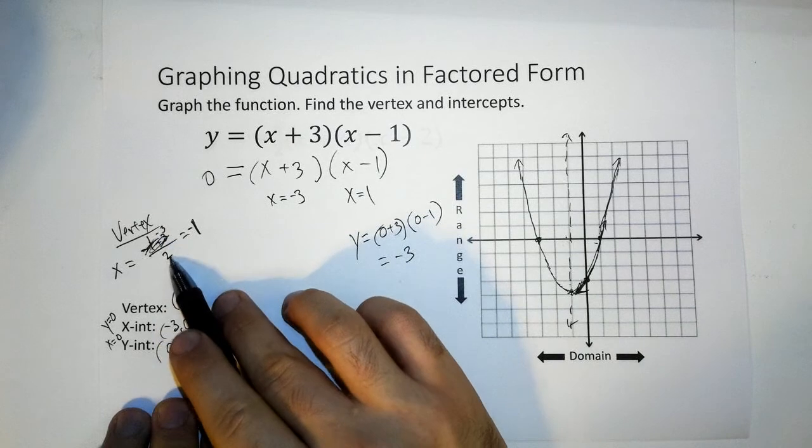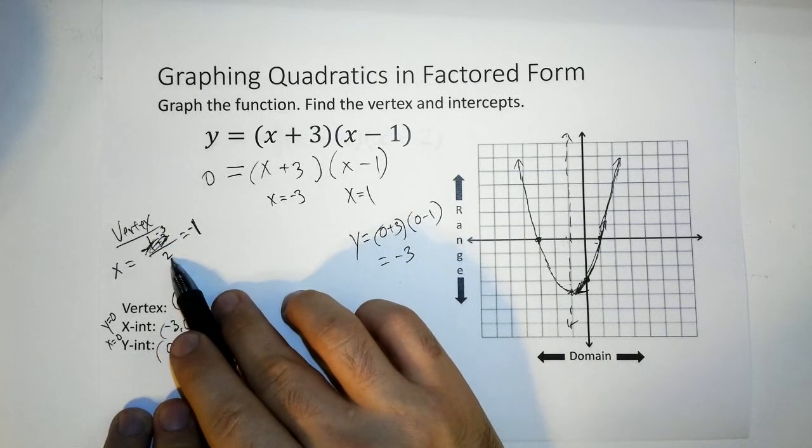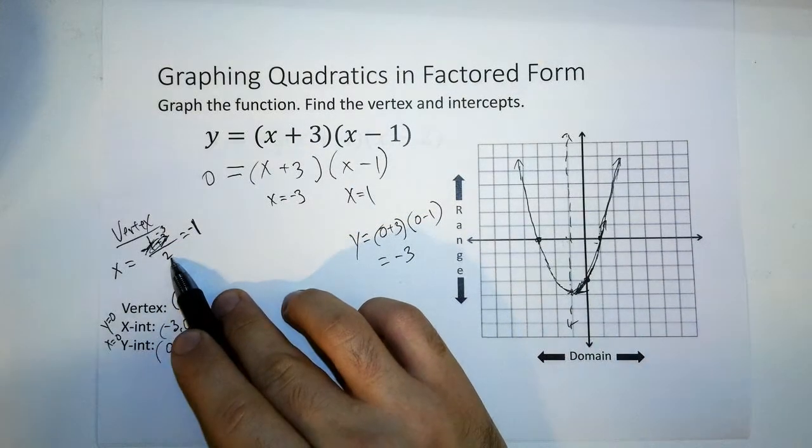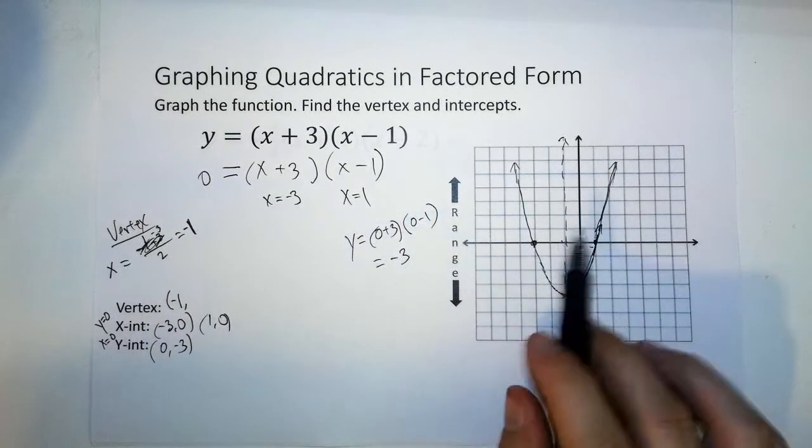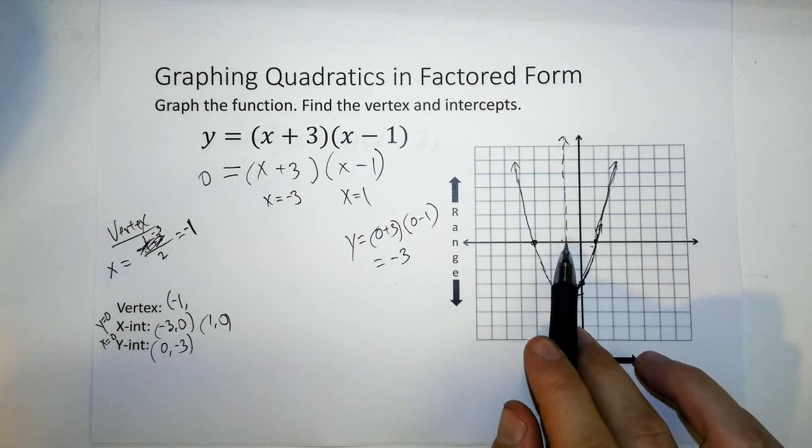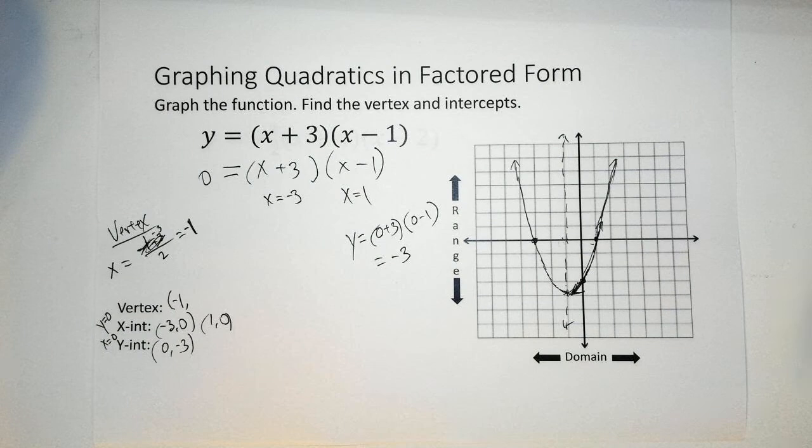So I found the average distance between our two x-intercepts, and that gave me the point at which I would have the x value for my vertex. Okay, so I found the x value for my vertex.